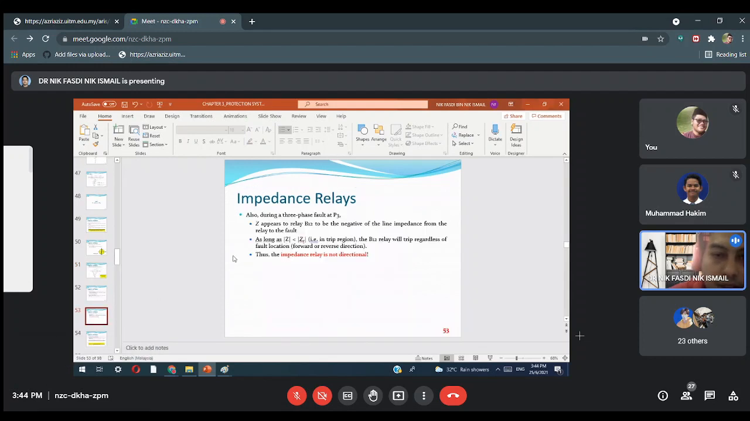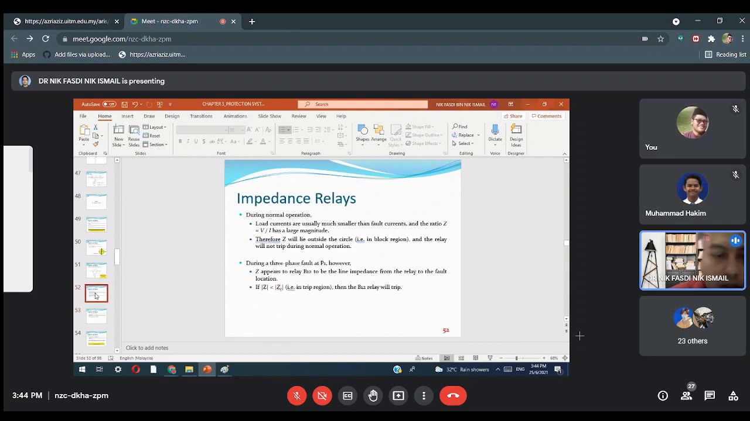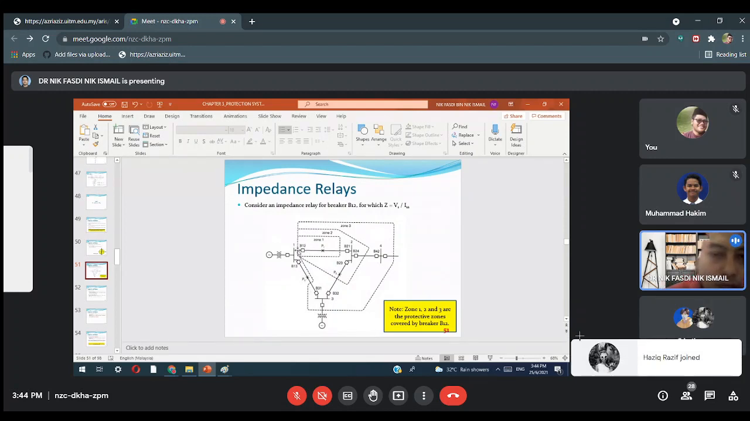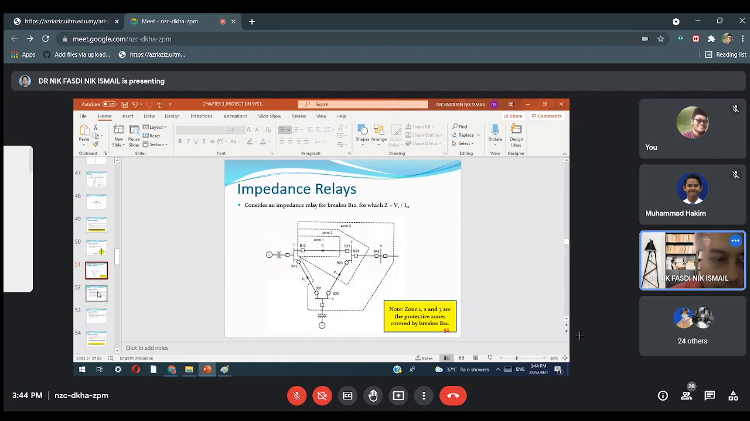In this slide it mentions Z appears to relay to be the negative of the line impedance from relay to fault. Okay. So that means if we look at the concept of forward and reverse direction, we can say that when the fault occurs here, this one will be reverse direction. But because the operation of it is really not based on forward or reverse direction, if the fault is here, what happens is it will trip B12 whenever the fault is located within the cover range of the B12 zone protection. Okay.